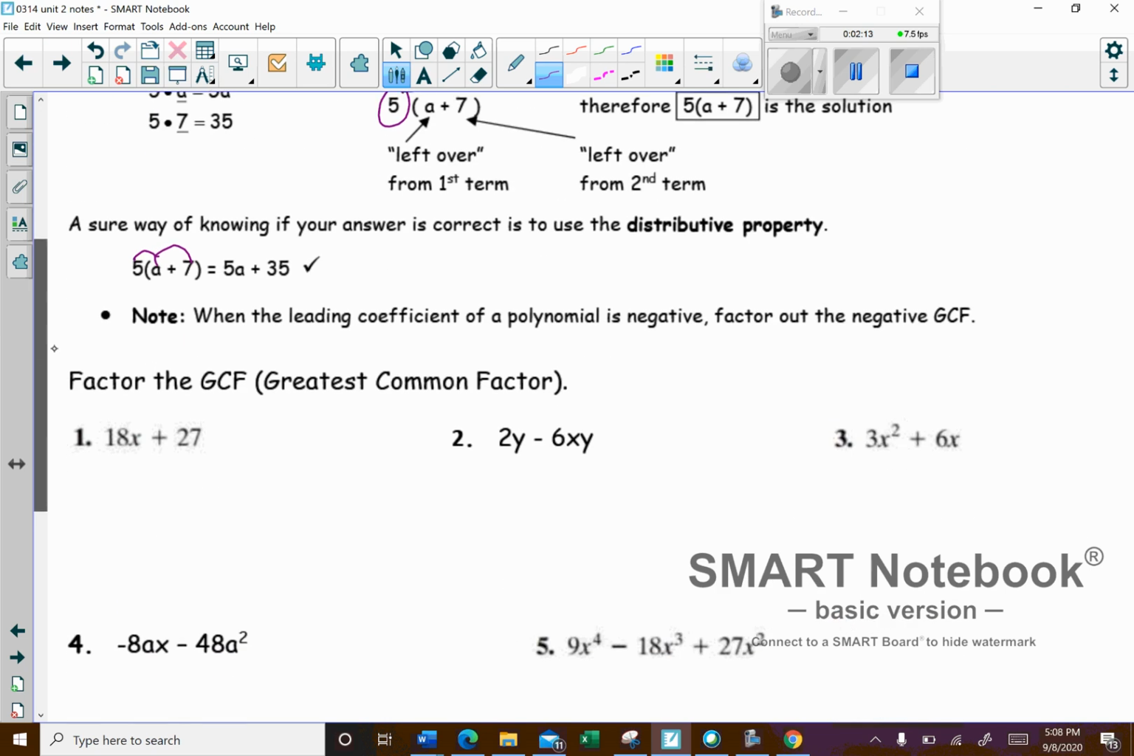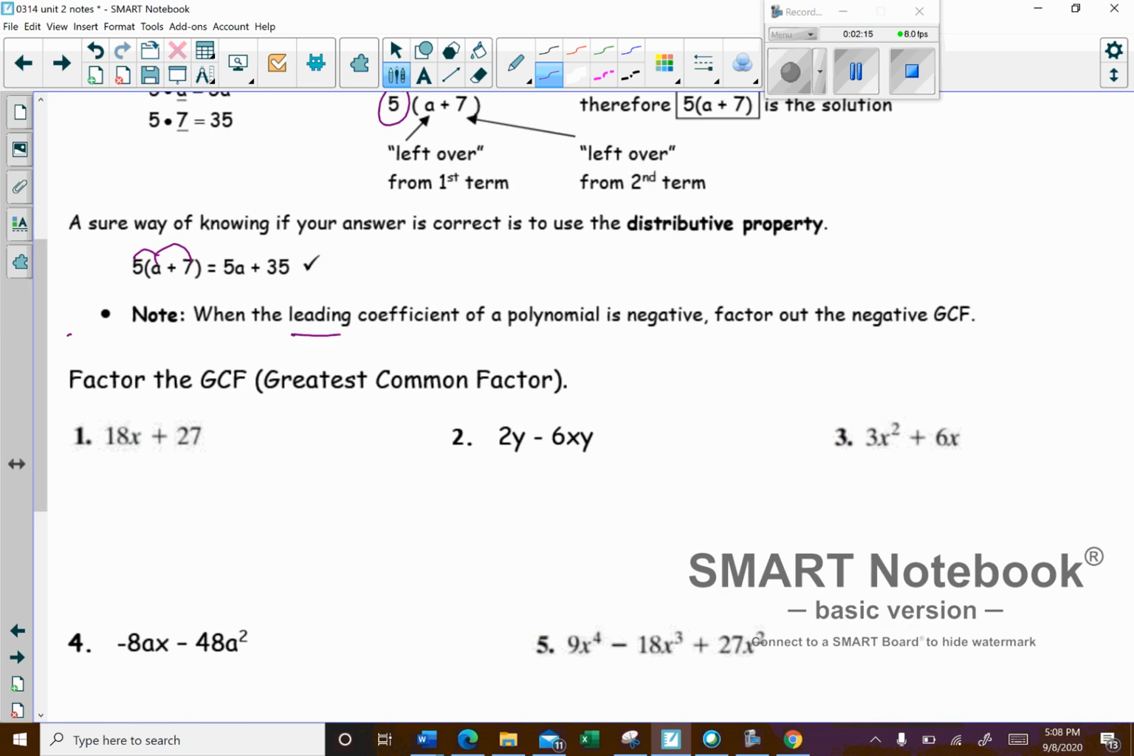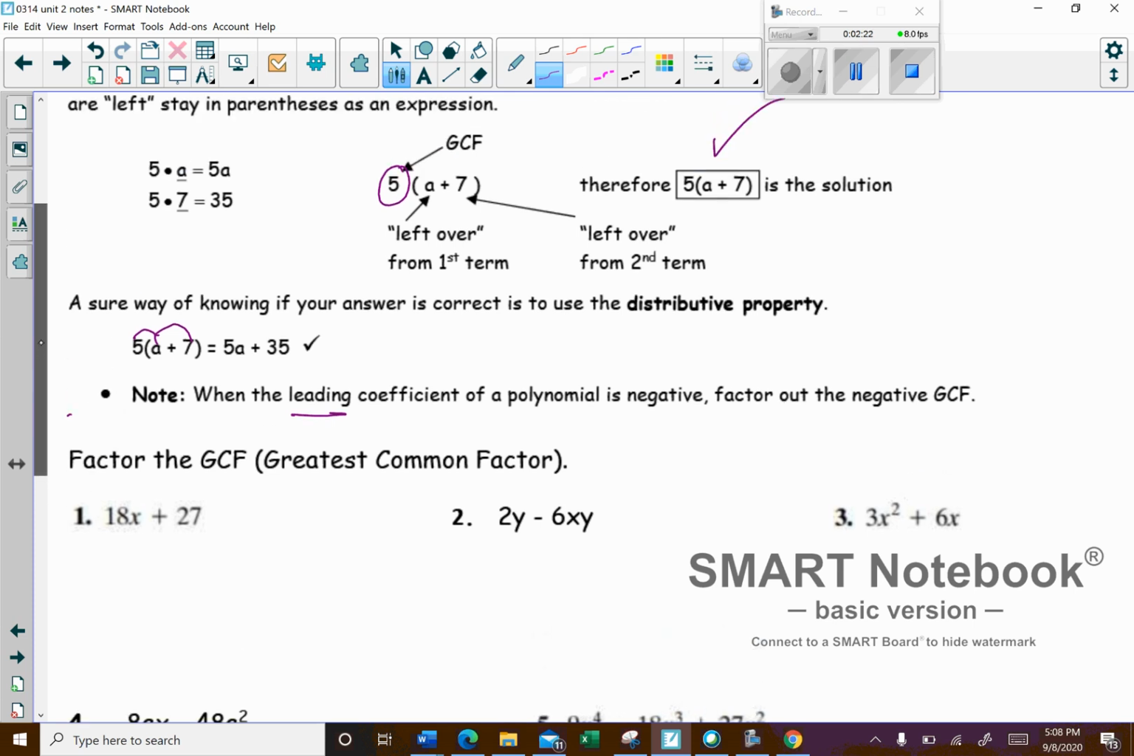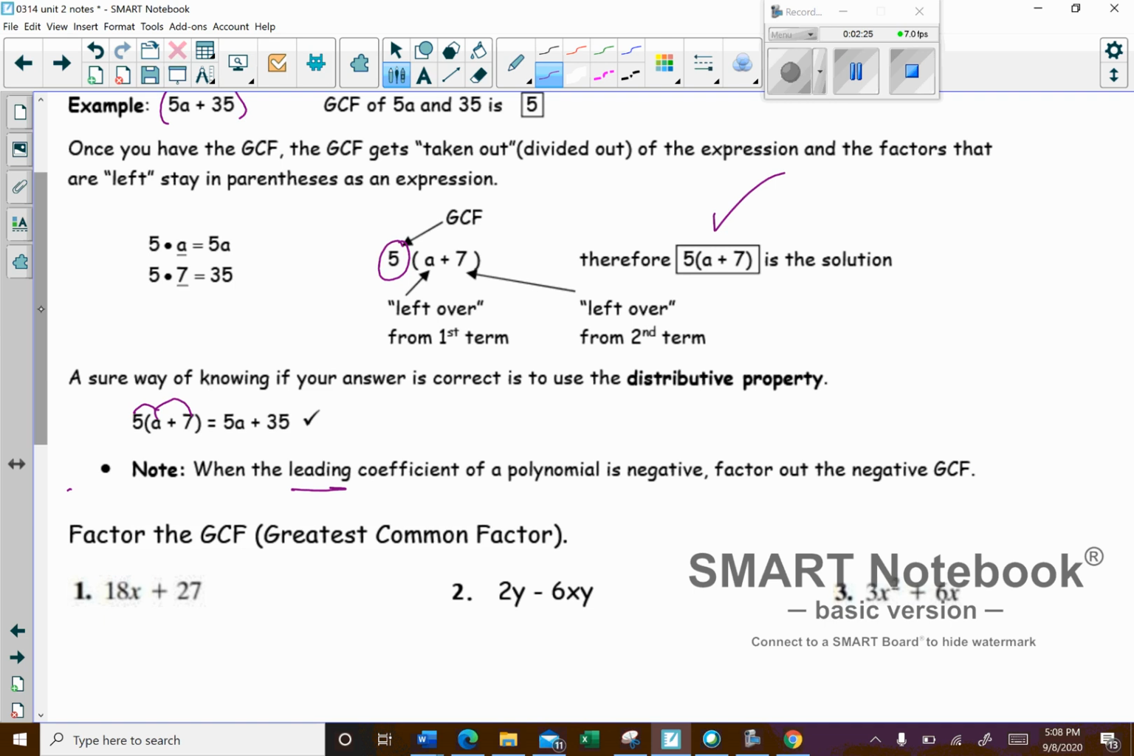An important note is that when the leading coefficient is negative, you want to factor out the negative as part of the GCF. Let's go back to the example we just did. If it was negative 5a plus 35 instead, you'd have to pull out a negative 5, not just 5. That's going to cause a sign change when you divide both of these by negative 5.